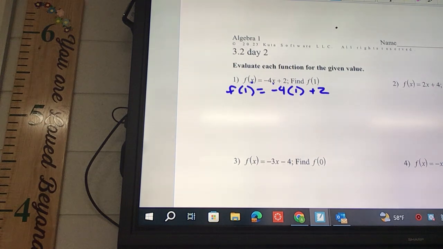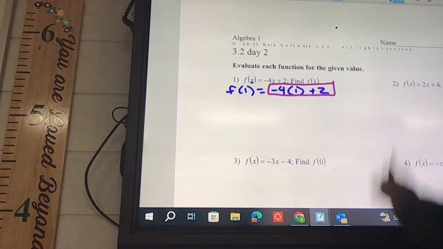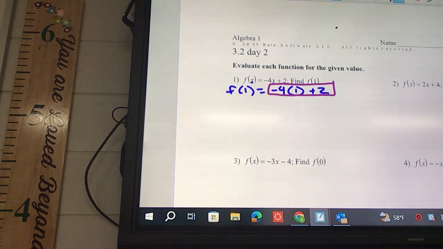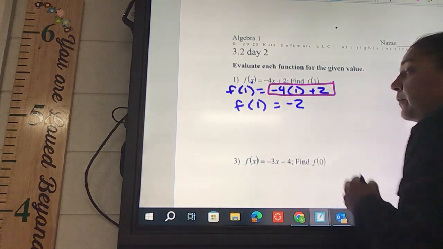Here's where the calculators are very nice, because you can type in this full part on your calculator. So type in negative 4, parenthesis, 1, close the parenthesis, plus 2. Negative 2, somebody else agree? Yeah, negative 2. Now let's talk about how to write an acceptable answer. We cannot just say negative 2. Your answer needs to look like this: f of 1 equals negative 2.